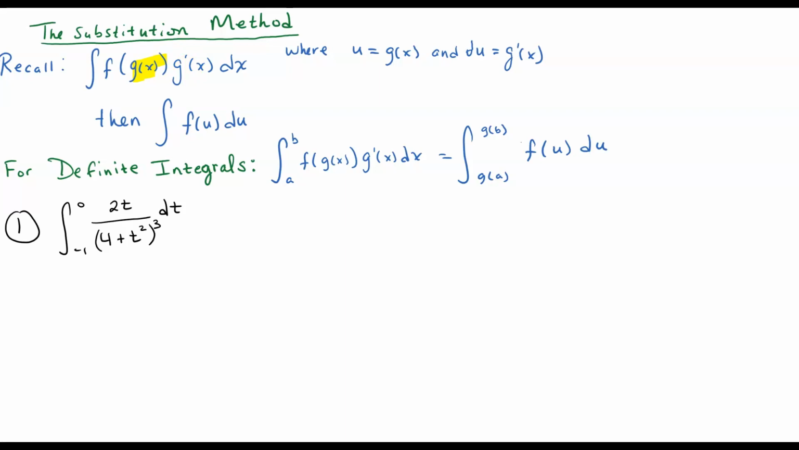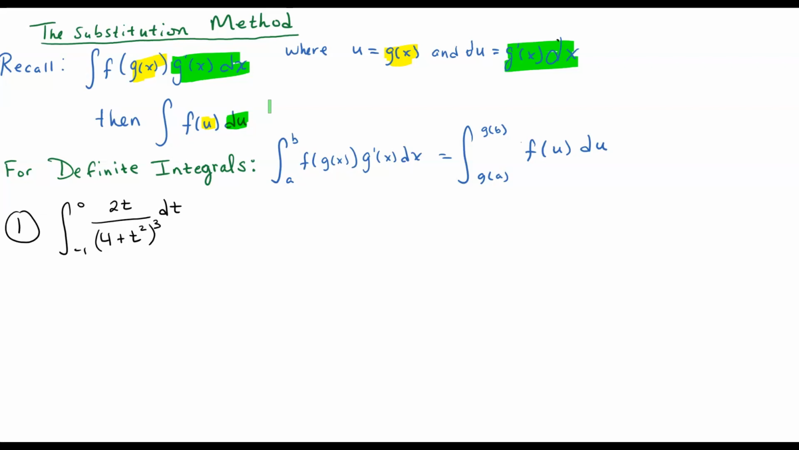Let me switch colors on that one. So we make a substitution, and that is to say that u equals g of x, and then du equals g prime of x dx. We highlight that in green. When you do the substitution, you get f of u, which was your g of x, and du, which was your g prime of x dx. So that's what that substitution looked like.